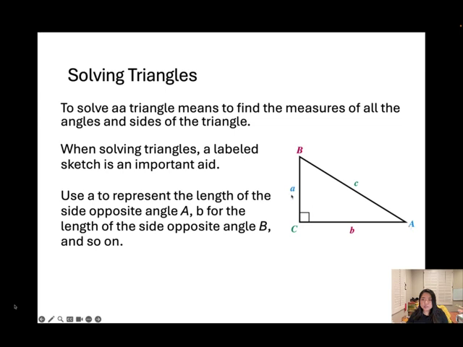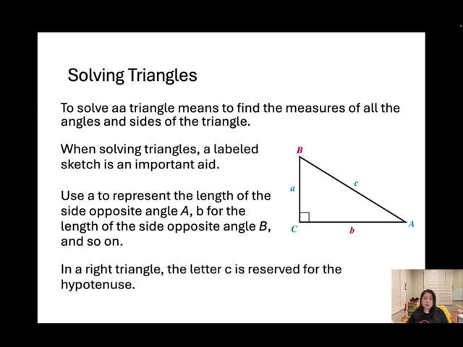If this is A, this is going to be a. Same idea, C will be the 90 degree angle. The opposite side, which is going to be your hypotenuse, will use the lowercase letter c. Capital letter B represents this angle, and lowercase letter b will be opposite to angle B here. And in a right triangle, letter C is reserved for the right angle and the hypotenuse.